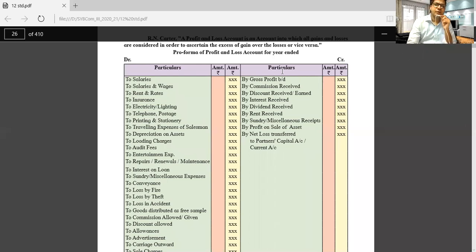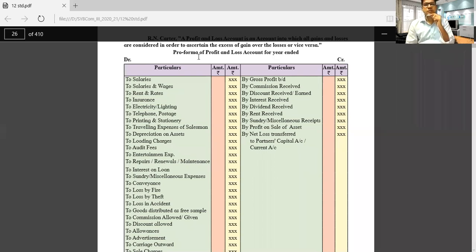Now friends, whenever we talk about the profit and loss account, on the debit side we will record all expenses and losses, and on the credit side we will record all incomes and gains. It's a nominal account. Nominal account rule: debit all expenses and losses, credit all incomes and gains. On that basis, we will prepare the profit and loss account.